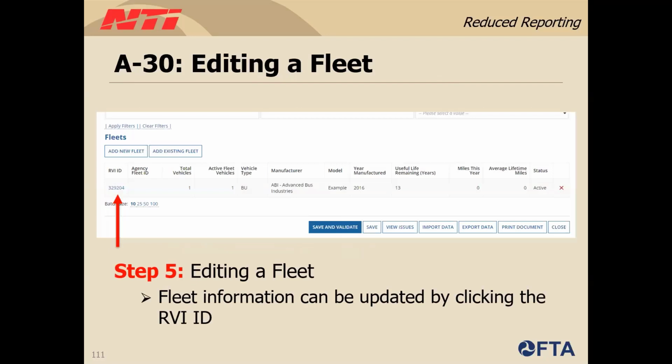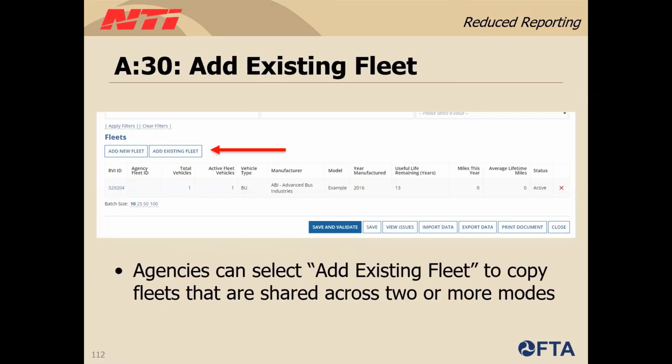If you need to edit an existing fleet, you will first click on the link of the fleet's revenue vehicle inventory, or RVI ID. This will open a dropdown where you will then be able to update any fields as necessary. For agencies that share fleets between modes, you can copy fleets from one A30 to another by selecting the Add Existing Fleet option. The system will populate all fleets that may be shared between modes.